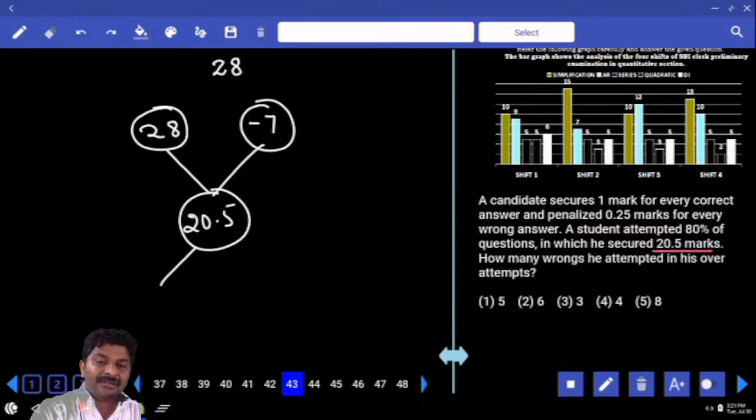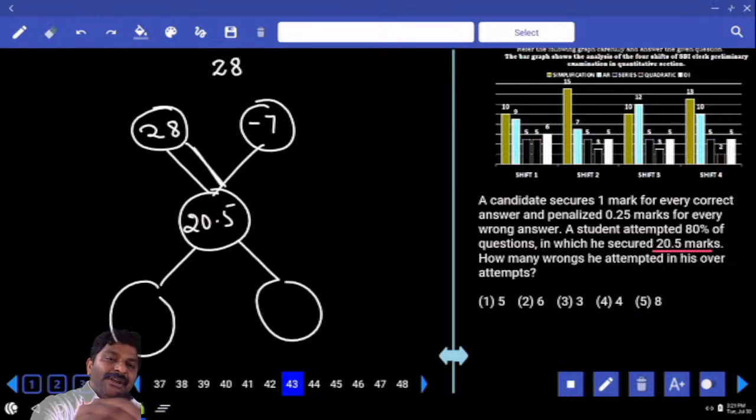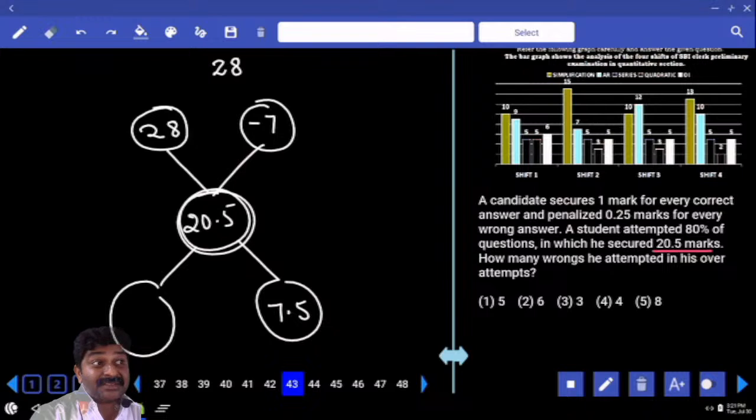20.5. Now, alligation: 28 minus 20.5. How much is that? 7.5. And 20.5 minus minus 7, which becomes plus 7, this becomes 27.5. Correct? Now we can treat it as 275 and 75.